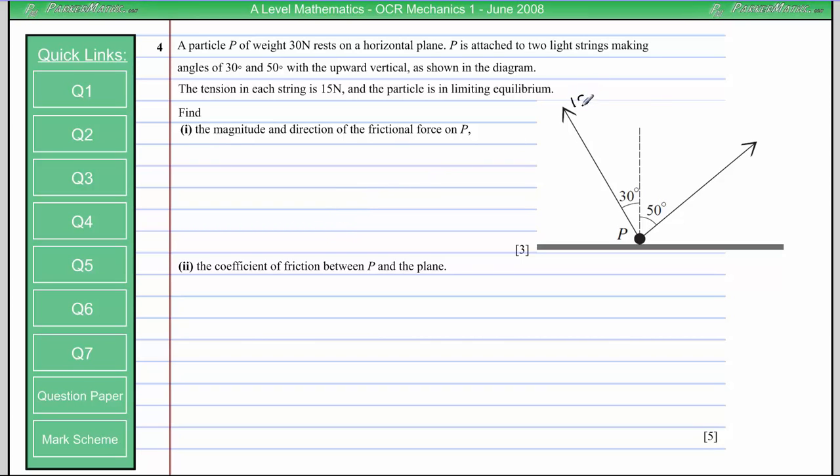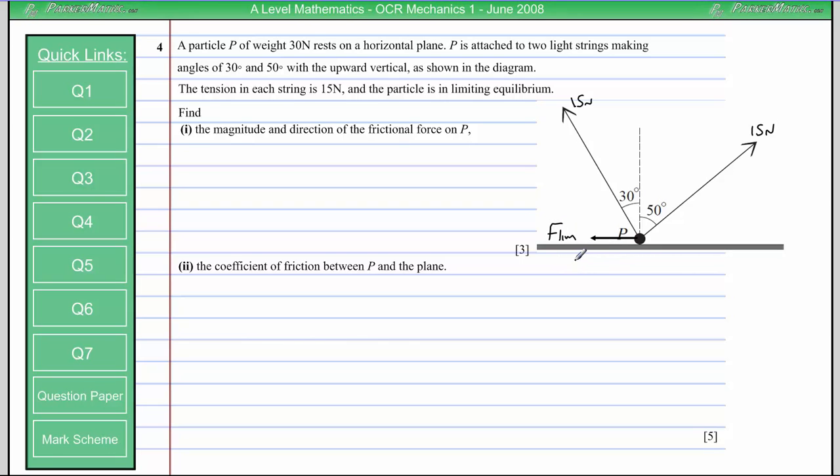Let's start by adding these 15 Newton forces to the diagram. So both of these are 15 newtons. The direction of the frictional force has to oppose motion. If we think about these two forces, this force here is more in the horizontal direction than this force. So you would expect in the horizontal direction this force to have a larger magnitude than this one, which means our friction has to effectively help out this force here to keep everything in limiting equilibrium, and F lim is going to go to the left.